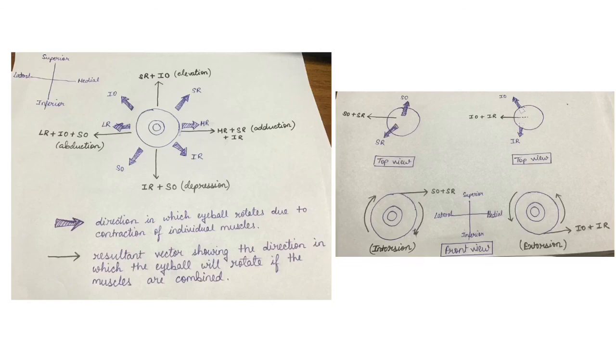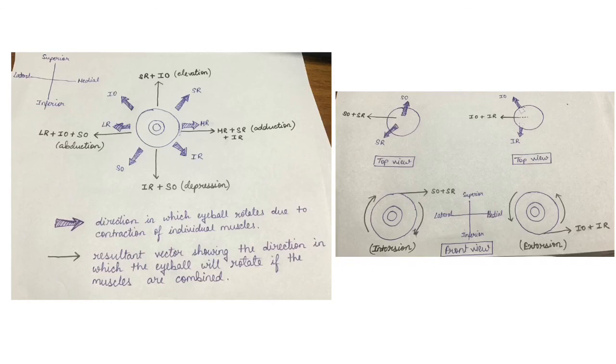Now the black arrows show the resultant vector showing the direction in which the eyeball will rotate if the muscles are combined. So the black arrow between the inferior oblique and superior rectus will turn the eyeball upwards, that is elevation. The black arrow between the superior oblique and inferior rectus will turn the eyeball downwards by combined effect, that is it will bring about depression. Similarly, the arrow on the medial side will have the action of all the three muscles, superior rectus, medial rectus and inferior rectus, and will bring about adduction. And the muscles on the lateral side, combining the effects of all the three muscles, inferior oblique, lateral rectus and superior oblique, will bring about abduction.